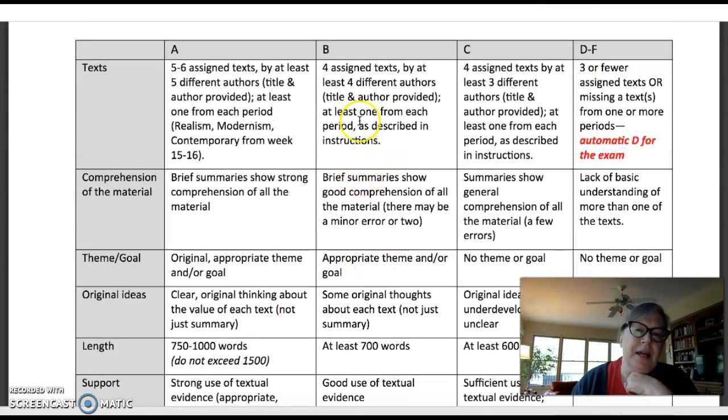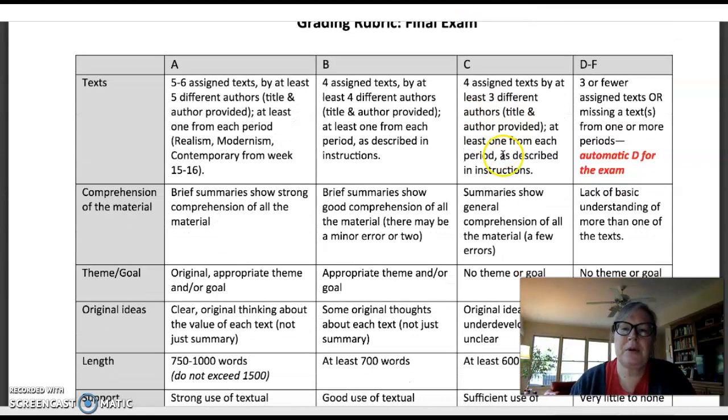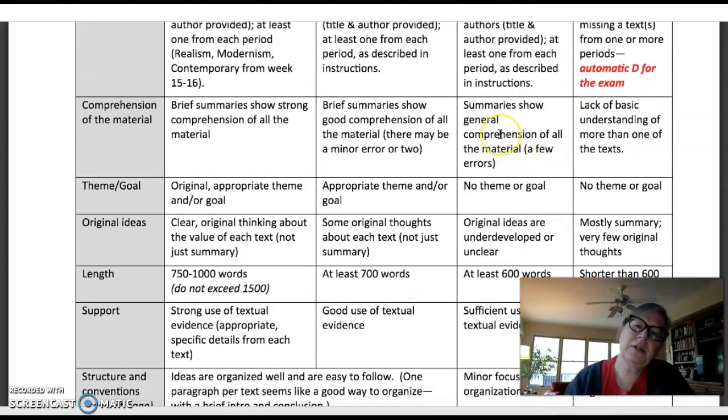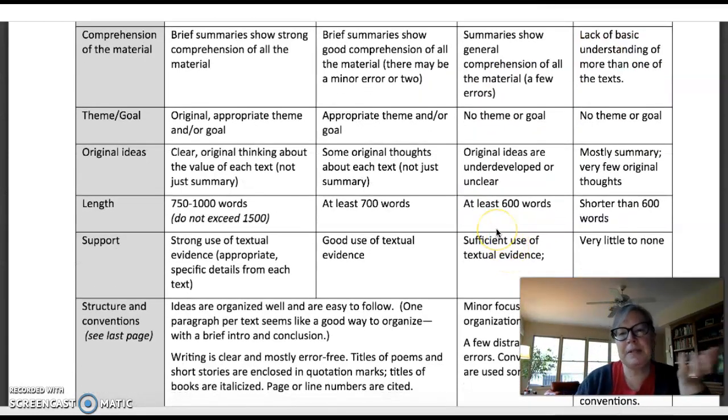A B is kind of like that, but maybe just not quite as stellar in terms of the degree of thinking, maybe just 4 texts instead of 5. For a C, if you just want to get the basics of the job done, you're going to have at least 3 different authors, 4 texts though, so one of those authors might have 2 texts. You're going to show general comprehension. You might not have a theme or a goal. Some ideas might not be as developed as I'd like them to be, but you'll have at least 600 words.